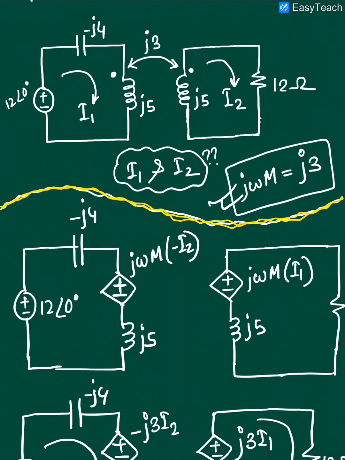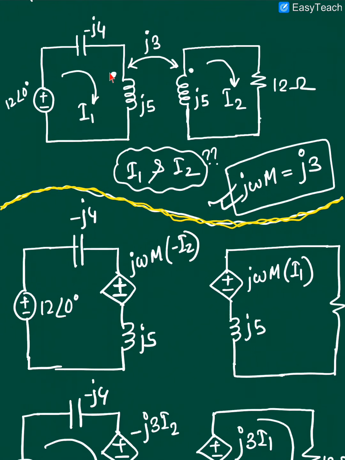So in this particular question we are going to find the value of I1 and I2 from the circuit. So we have basically a transformer, a capacitor, an input voltage source, and a resistive load, right? From the circuit you can see that the value of j omega M is equal to j3, right? Now you need to replace this transformer with the equivalent model.